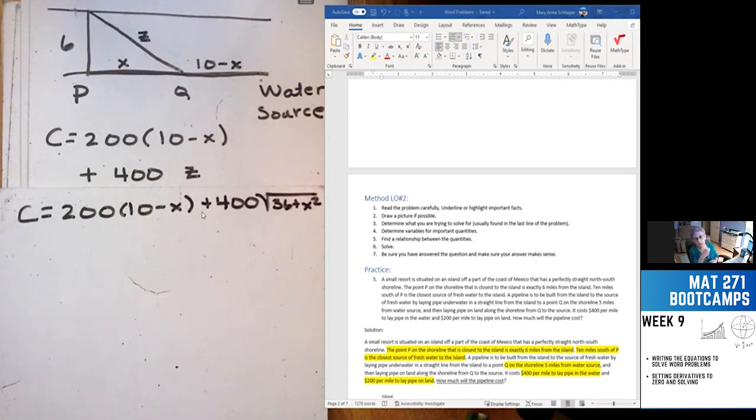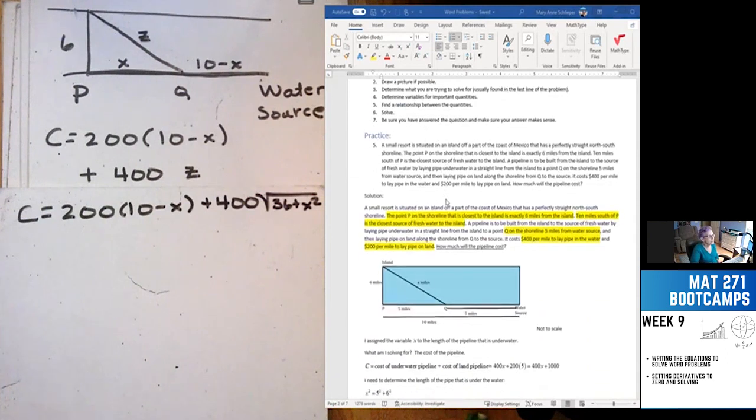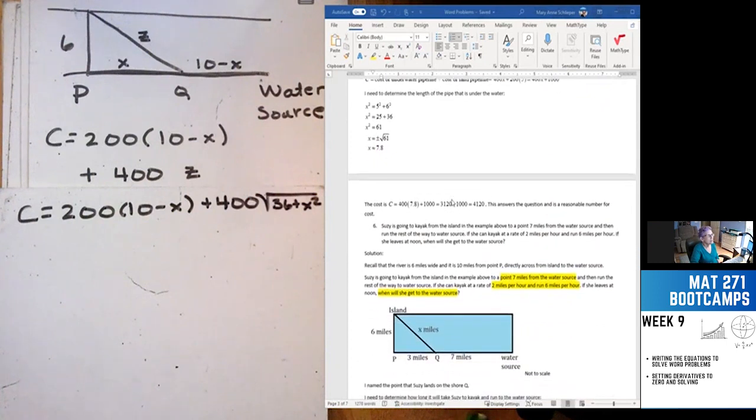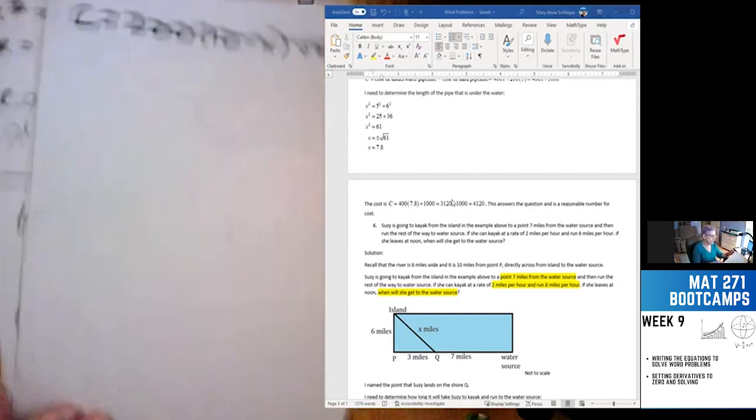This will be your cost function, and you'll take the derivative of it, you'll set it equal to 0, and then you'll make sure that you have a minimum cost and not a maximum cost, because maximum cost would suck. Okay. And again, at the end, go back and make sure that it's reasonable. If I had come up with a negative answer, then that's not reasonable.